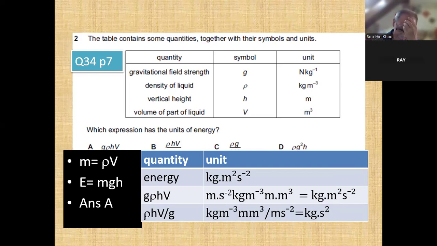Use your base units, energy unit, memorize it. And then g, there's your g, density, h, meter, V is meter cube. Right? Or you can combine them. Density times volume is mass. That's one way to simplify. You're given slightly more than 1 minute to answer the question.